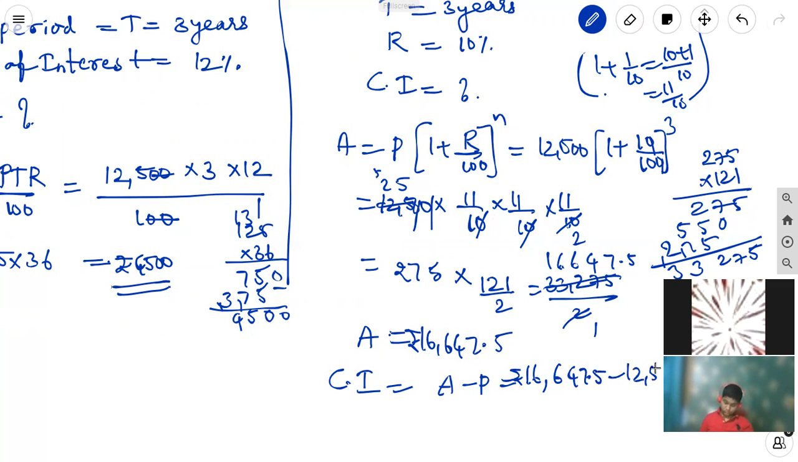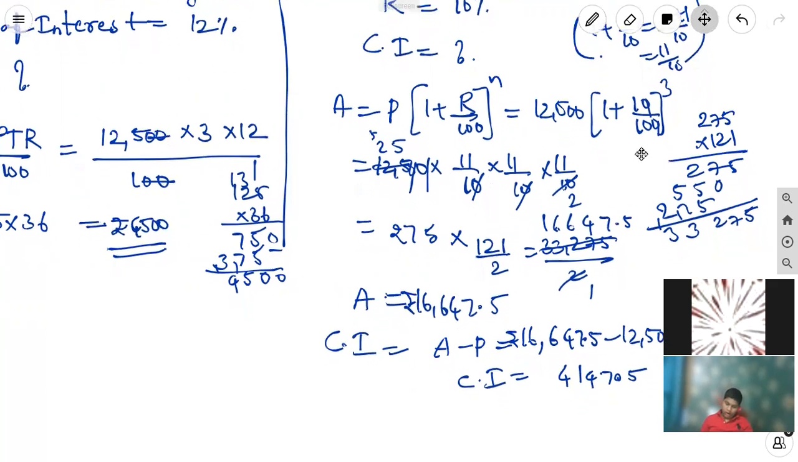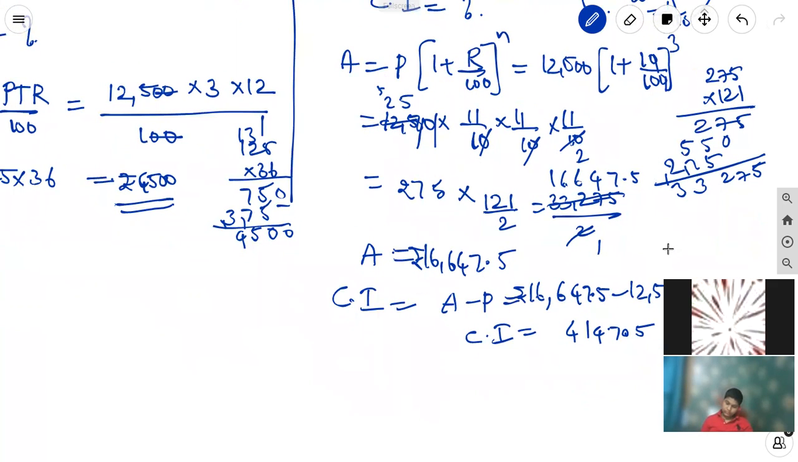16,647.5 minus 12,500. How much is the compound interest? It is equal to 4,147.5.